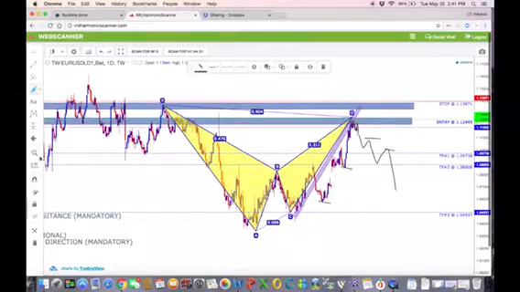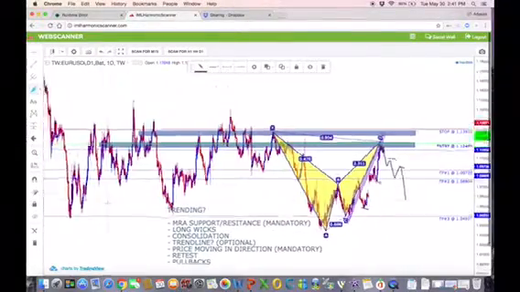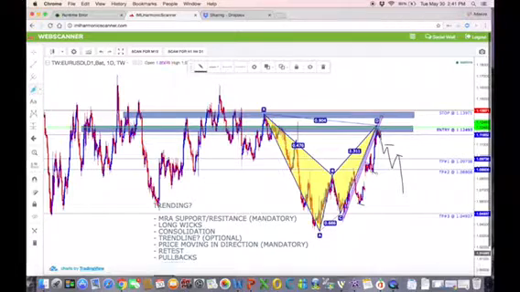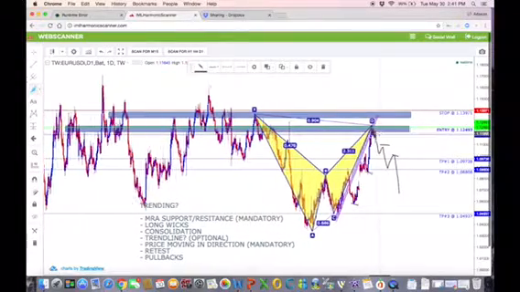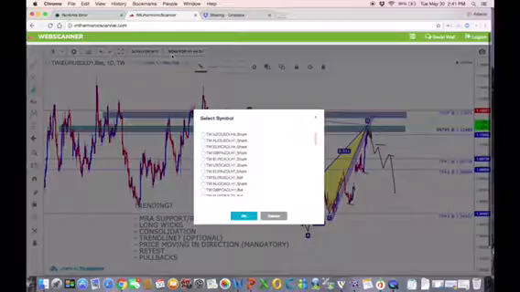Okay, so did you see how we use that list? I'm going to go and look at another one. See, these are just kind of accessories, but the mandatory ones are major support, long, do you see these wicks? Is there consolidation? It doesn't have to be there. It's optional, but it's nice if you do see that. That shows there's a pause, that price is not wanting to go up any higher.